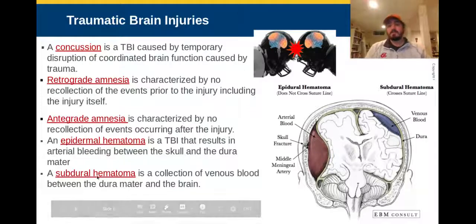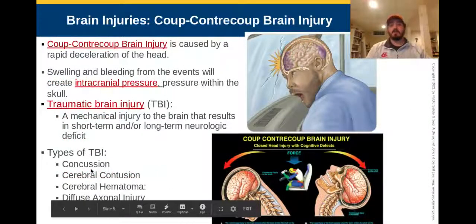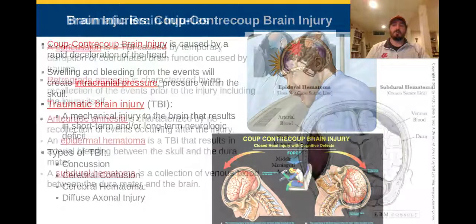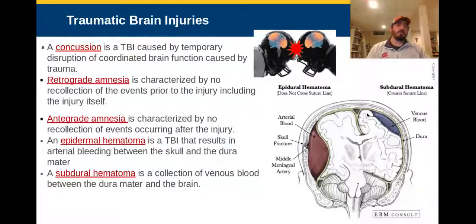All right. There are other types, but the other one I'm going to talk about is not an epidural hematoma, but a subdural. That means below the dura. And you can see right here some venous blood. Here's the dura mater, so it's below that, all right? And also very serious, very easy to die from.